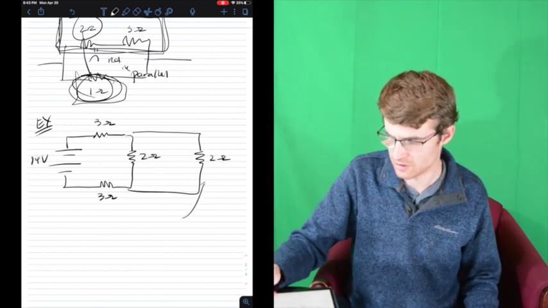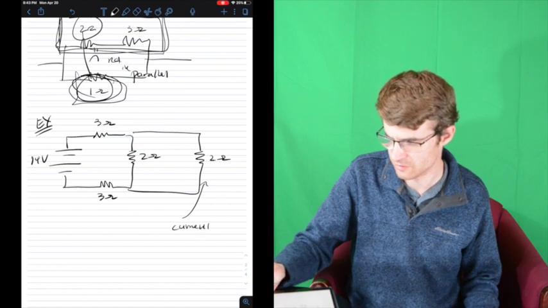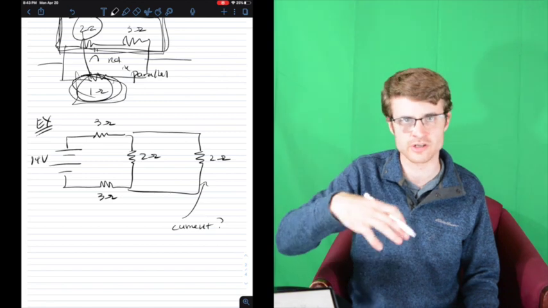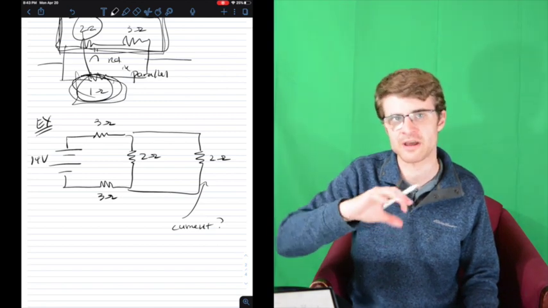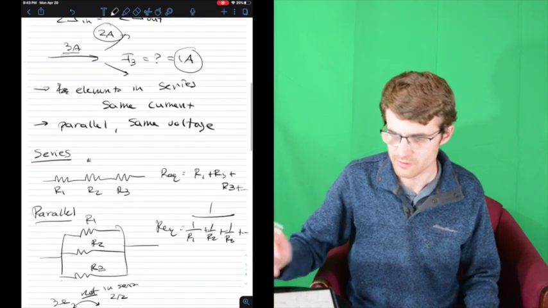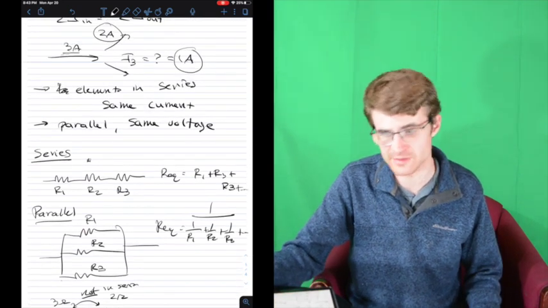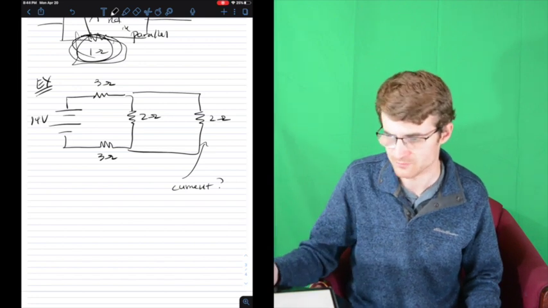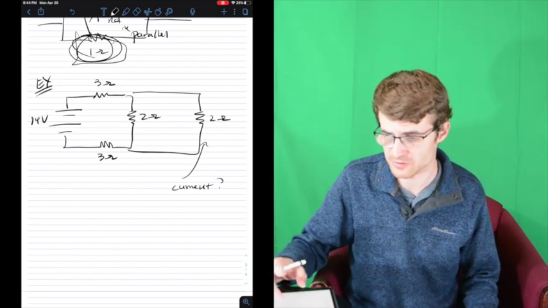The question is, what is the current coming through this resistor? That's the question. So what we're going to do is reduce the circuit, find the current that's coming out of the battery, and then go backwards using the rules of elements in series and elements in parallel having the same current and voltage respectively to sort of assemble what the answer to this problem is. I'm going to be careful to draw each step of this problem as well.